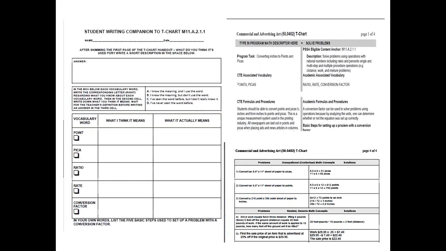What she did was, and I'm going to show you next to each other, the T-chart itself, and she actually created a student writing companion to this, and I think this is really neat. It's a great format, and it says, after skimming the first page of the T-chart handout, what do you think it's used for? She's forcing students again to take information and actually use it in a literary standpoint, which is something students have trouble moving from the math to the literacy end of things.